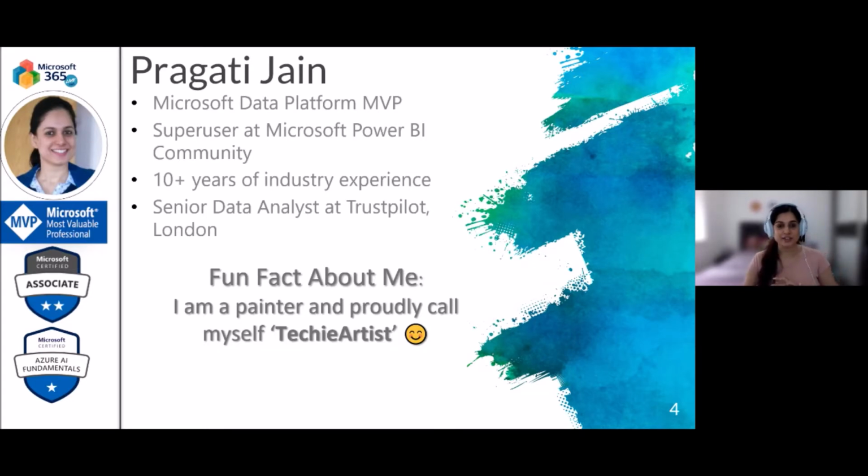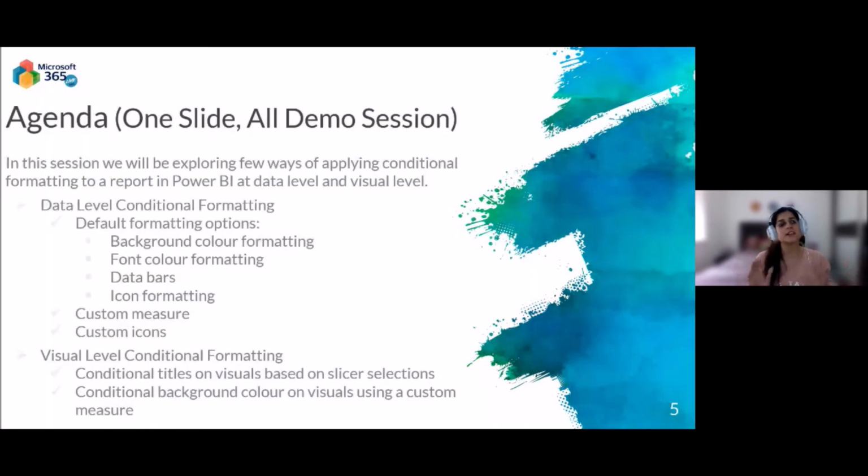Now, before I start the session, I would like to lay out the agenda for today's session: what topics I'll be covering and what things I'll be showing you. This is a one slide and all demo session. Everything I'll be showing you live in Power BI Desktop. I'll try to cover a few different ways of applying conditional formatting to a report in Power BI. I'll start with the default formatting options that Power BI already gives us, like background color formatting, font color formatting, data bars, and how we can add icon formatting as well.